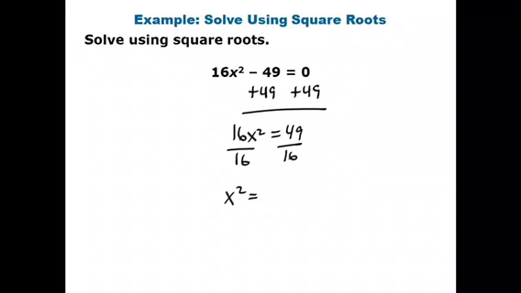Because right now I know that 49 and 16 are both perfect squares, and it's going to be easier to square root them as 49 over 16 than it will be as a decimal. So right now I've got x squared equals 49 over 16. So my last step is to square root both sides of the equation. And I'm going to get x equals, well, the square root of 49 is 7, and the square root of 16 is 4. So I've got x equals plus or minus 7/4.